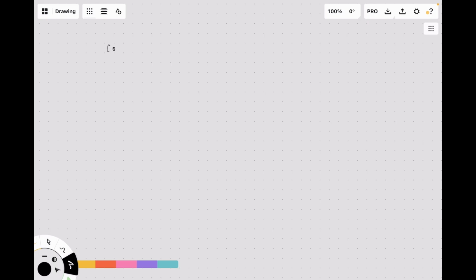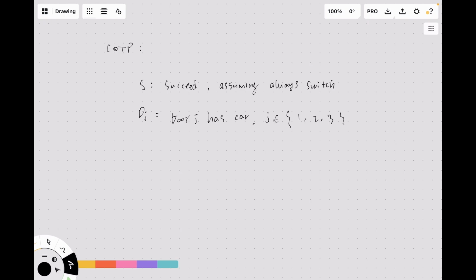For completeness, another way is the law of total probability. We wish we knew where the car is. The lecture defined 2 events. Event capital S, succeed, assuming always switch. The event D sub j is defined as door j has a car. j could be 1, 2, 3.